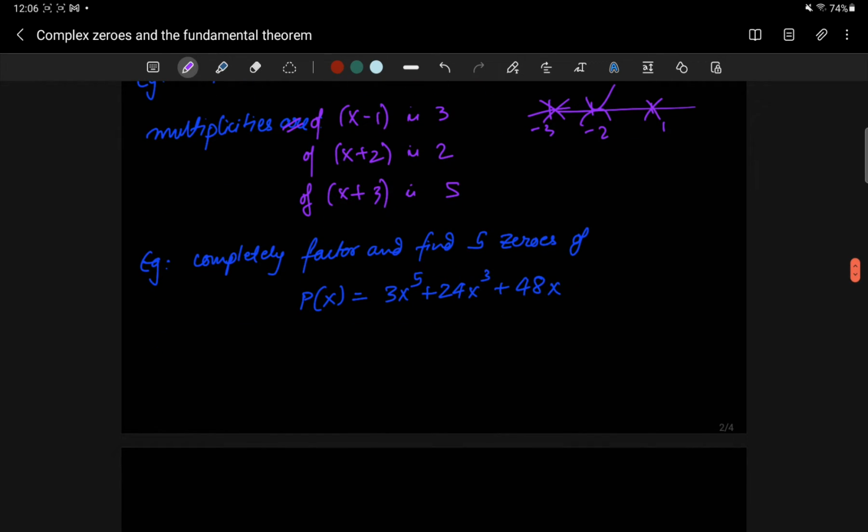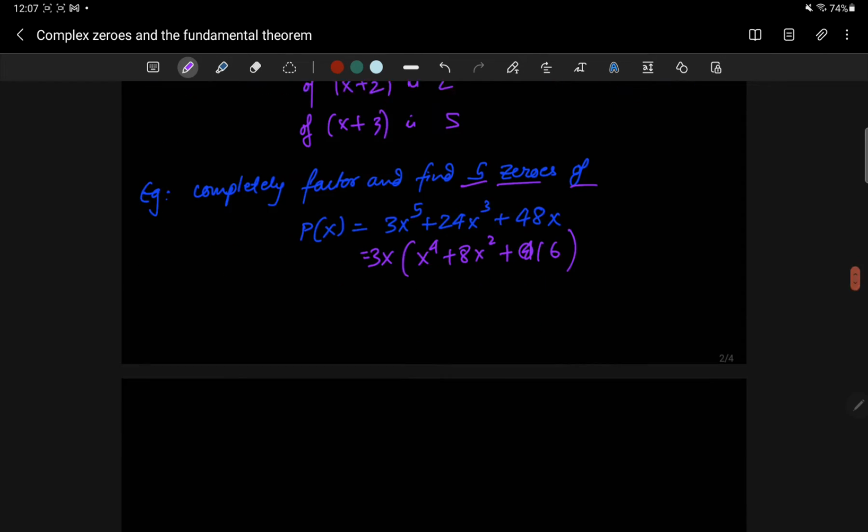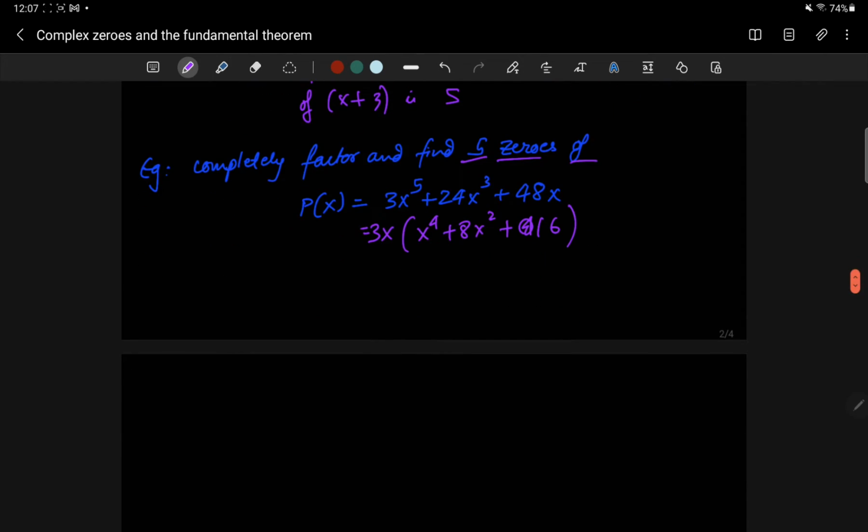Next example says, completely factor and find 5 zeros of this polynomial. First observation is that there's an x in each of them and a 3. So I factor out the 3x to get x to the 4 plus 8x squared plus 16. Now I'm going to first try and see if I can do something with it without the tools that we learned. Meaning, is there a way I can factor x to the 4 plus 8x squared plus 16?